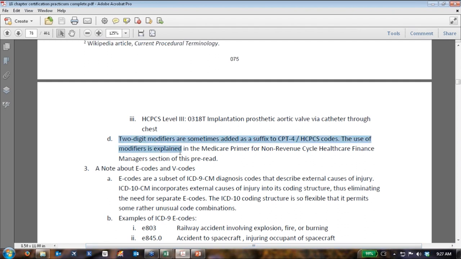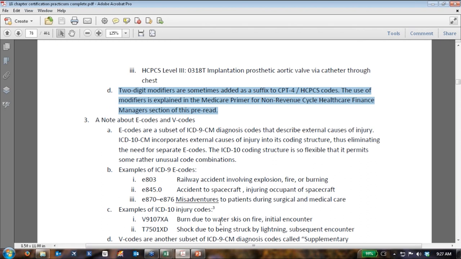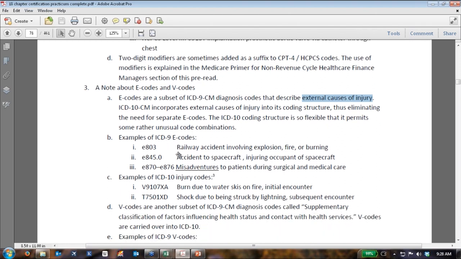And then there is such a thing as modifiers, which are a two-digit suffix to a CPT or HCPCS code that somehow modify the service or convey additional information that is not contained in the code per se. Now, I told you that the existing ICD-9 system has run out of space, and we have helped ourselves meanwhile by creating something called E codes and V codes. E codes are a set of codes that pertain to external causes of injury. Here's some examples of E codes.